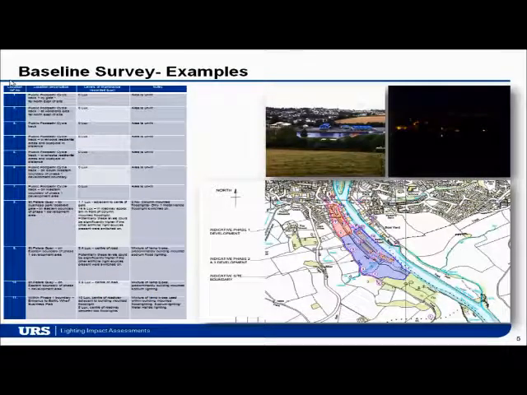This is an example from a baseline survey showing the points that we looked at and agreed vantage points that photographs were taken and measurements were taken, and also with further detail and a couple of example pictures there.